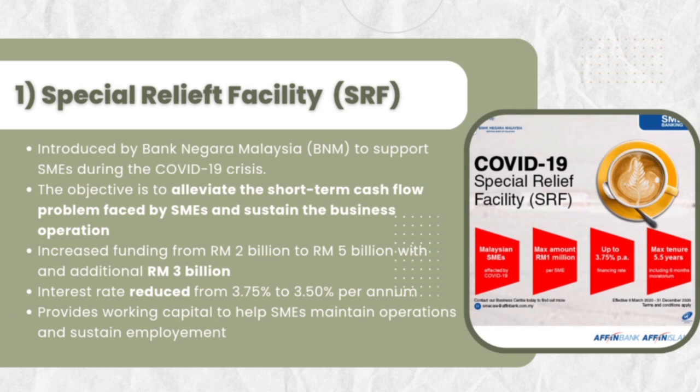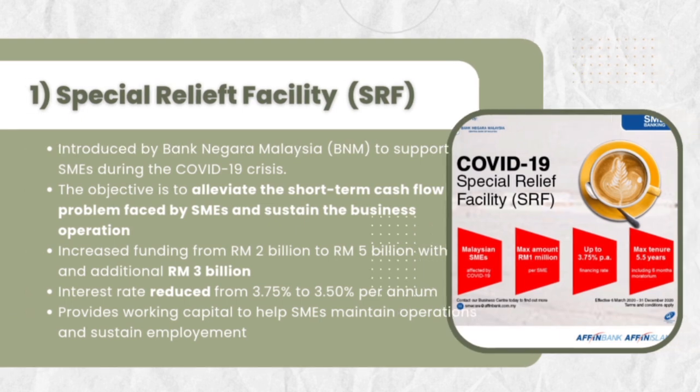What does SRF do? SRF was introduced by Bank Negara Malaysia (BNM) to support SMEs during the COVID-19 crisis. The objective of SRF is to alleviate the short-term cash flow problem faced by SMEs and sustain the business operation. SRF increased funding from 2 billion ringgit to 5 billion ringgit, with an additional 3 billion ringgit. Interest rate reduced from 3.75% to 3.50% per annum. SRF provides working capital to help SMEs maintain operations and sustain employment.